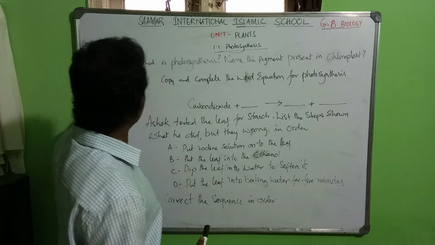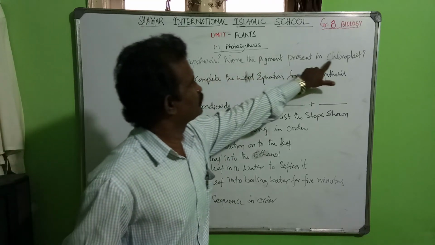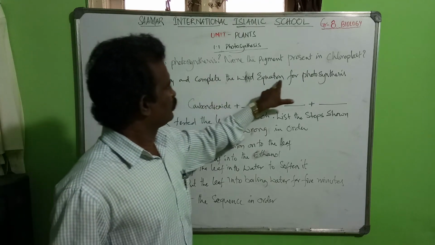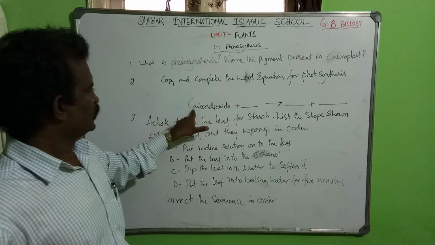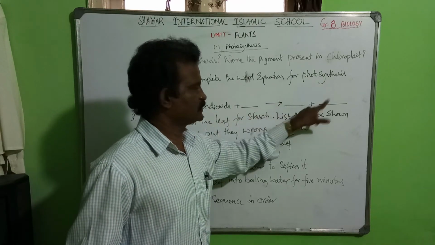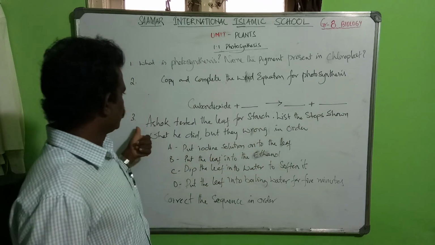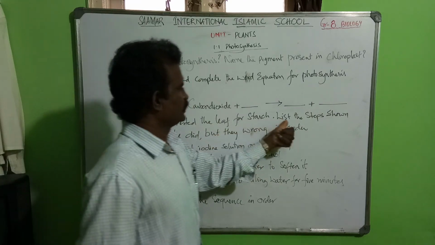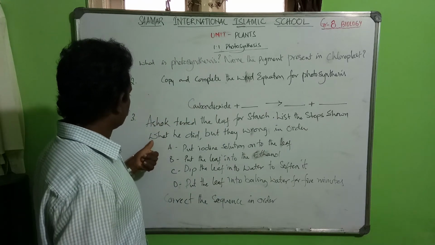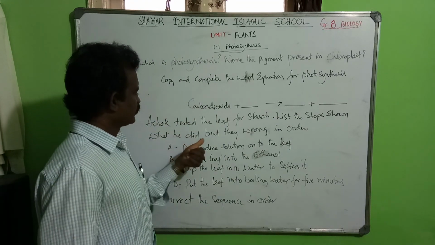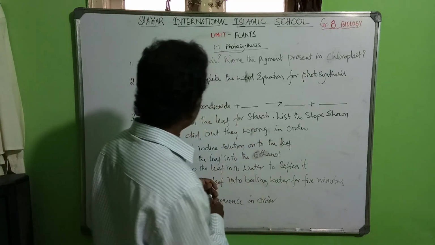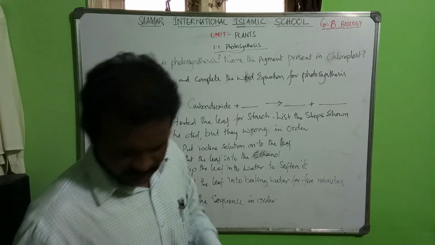Is it clear now? There are 3 questions. What is photosynthesis? Name the pigment present in the chloroplast. That's the first question. Second question: copy and complete the word equation for photosynthesis. I have written here carbon dioxide dash gives rise to dash and dash. Next one: Ashok tested a leaf for starch. List the steps shown here.